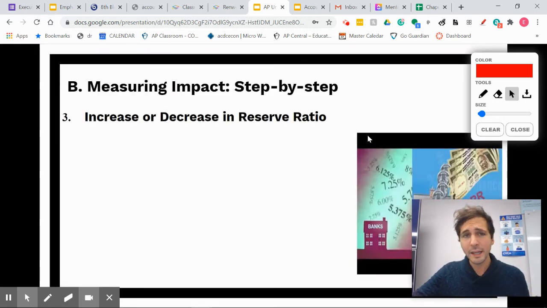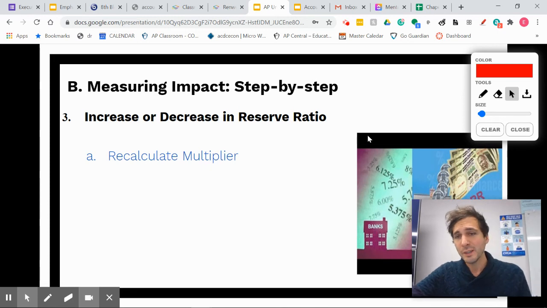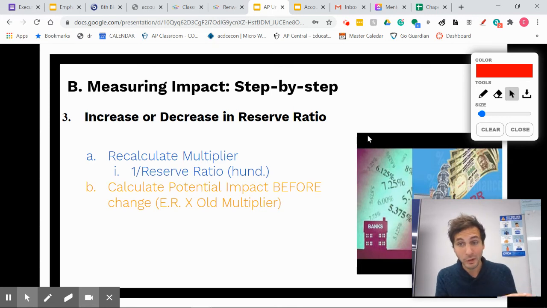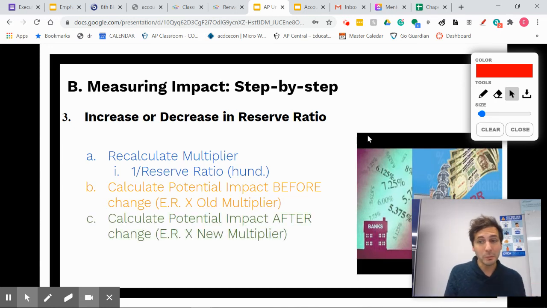Finally, increase or decrease in the reserve ratio. You have to recalculate the multiplier. First things first, whenever there's a change in the reserve ratio, the multiplier is going to change as well. So that's 1 over the reserve ratio. Then you do the before and after. So you take your excess reserves times your old multiplier, and you take your excess reserves times your new multiplier, and then you look at the difference, right?